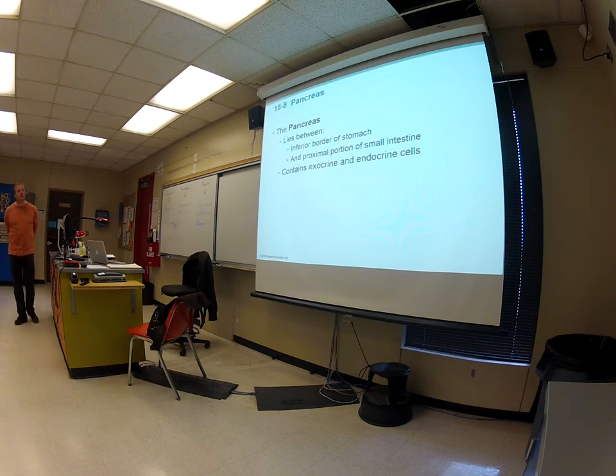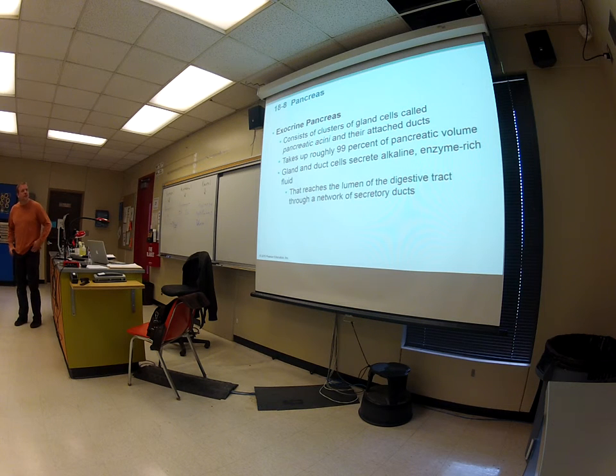Pancreas lies between the inferior border of the stomach and proximal portion of the small intestines. It's tucked up underneath there. Okay, it's long though. It actually runs transverse across our entire abdomen. Okay, contains exocrine and endocrine cells. What are the two endocrine functions? Hormones that are secreted. Insulin and glucagon.